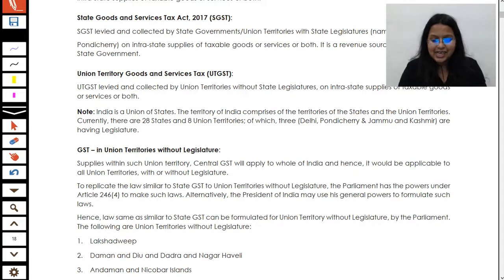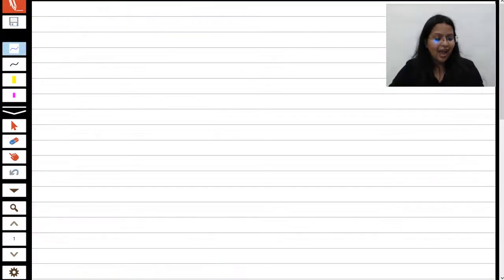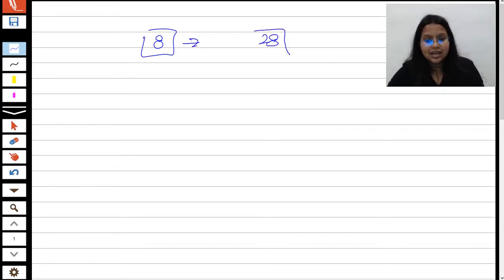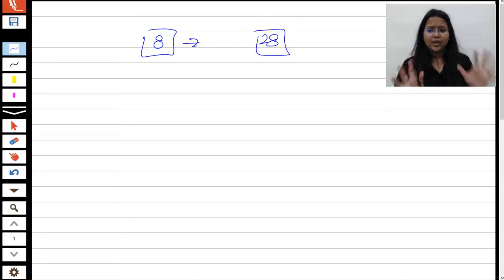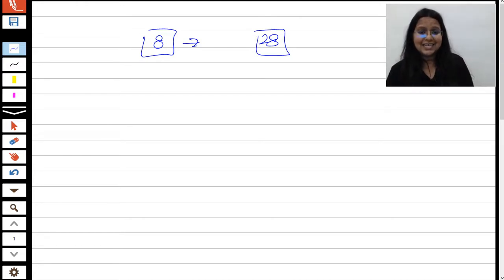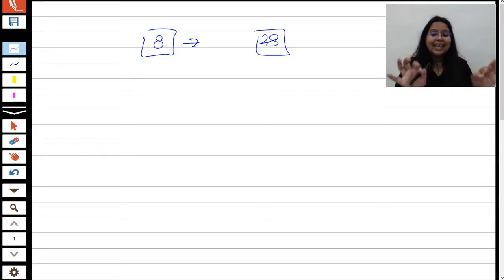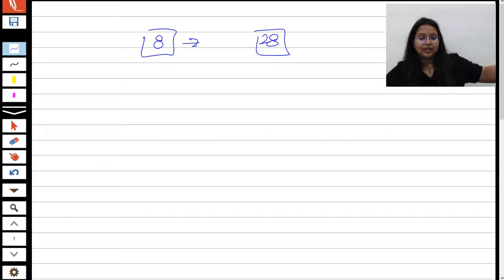Okay, so students, presently we have 8 union territories in our India. How many union territories? 8, and there are 28 states. Now, I know there will be lots of comments, ma'am, there are 29 states. Students, it has been amended and there are now 28 states in India and 8 union territories. Previously it had 29 states and 9 union territories.